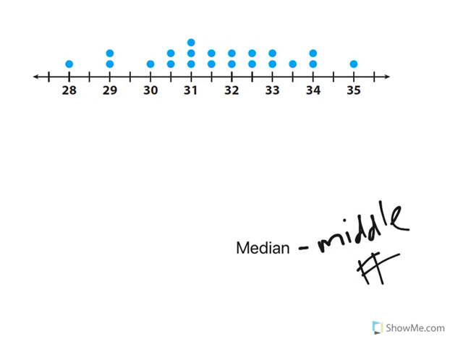The way we do that is we just cross off dots equally from top to bottom until we land in the middle. And it looks like 30.5 is going to be my median. So I'm going to draw a line for that because it's the middle of my box.